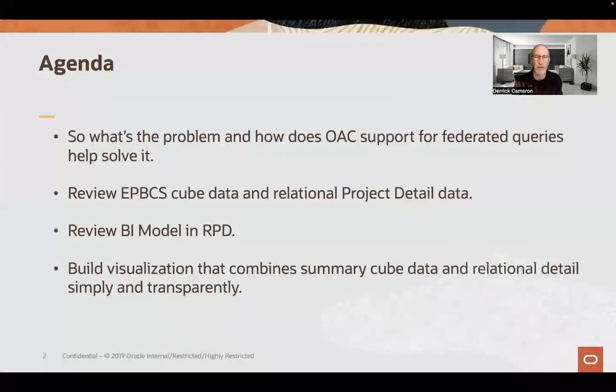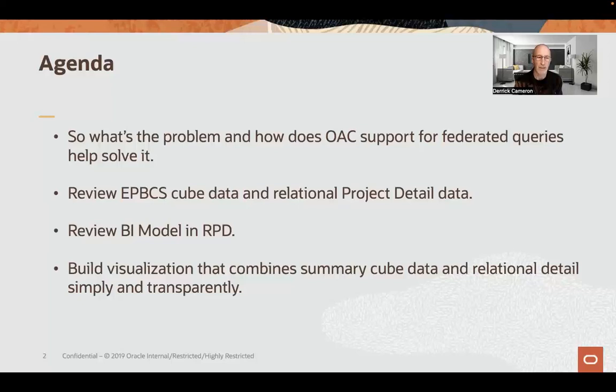So what's the problem and how does OAC support federated queries? I'll cover that a little bit. It'll talk a little bit about the cube design, sparse and dense, but the bottom line is when you have very large cubes and you add dimensions, things like thousands of projects on top of your standard financial data, or in this case, the customer had added a dimension for employees and there was thousands and thousands of them. Of course, the size of the cube really explodes. And then when you're accessing it through OAC, it can be slow.